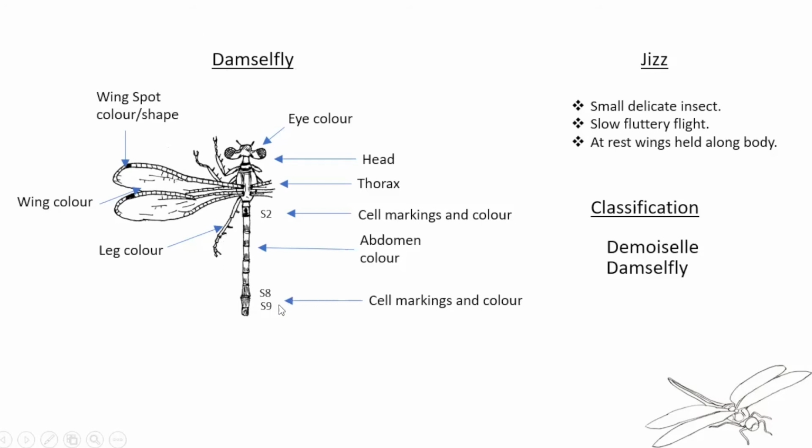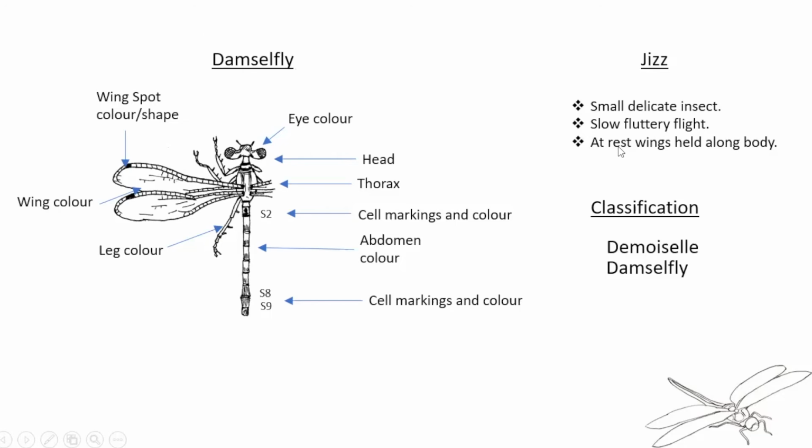And then S8 and S9, the colour of the cells there, they're indicative of the insect. And also the abdominal colour and the length of these black stripes. They'll become more apparent when we start to see them in a minute or two. Jizz-wise, small delicate insects. They haven't got the power of the dragonfly. Even in full power, they've got nowhere near the flight capability of it. Their flight is more like a butterfly, or quite often people mistake them for daddy long legs or crane flies. They can look like that.